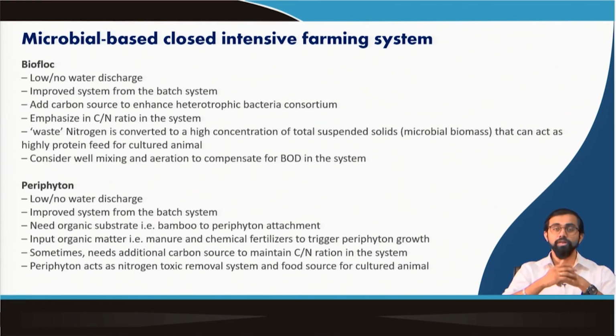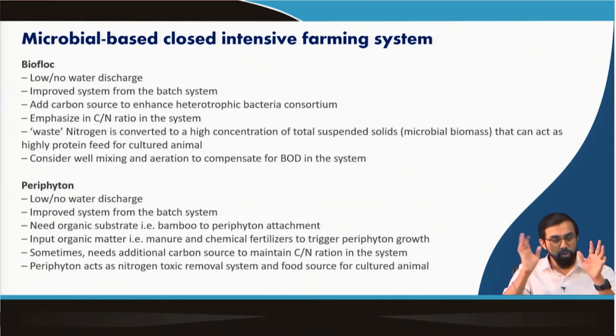First of all, say biofloc technology. It comes with a lot of advantages. First of all, low to no water exchange is required. It is an improved system over batch systems, where we can add a carbon source, which can enhance the heterotrophic bacterial consortium in the biofloc itself. It can adjust the carbon to nitrogen ratio in the system, and the waste nitrogen is converted to a high concentration of total suspended solids that can act as a high-protein feed for cultured animals. Okay, how does it work?